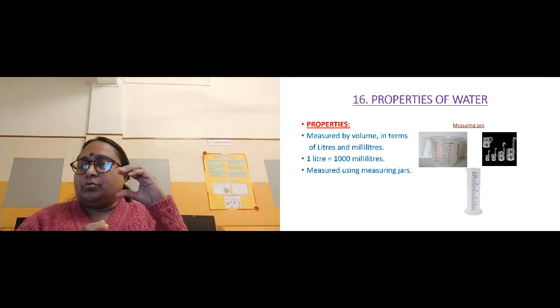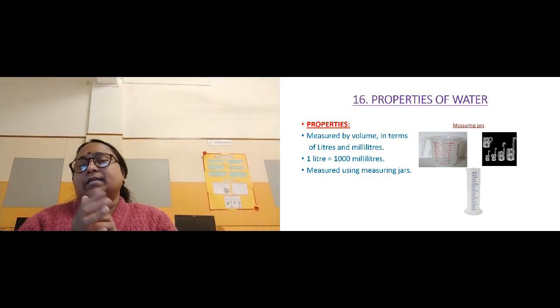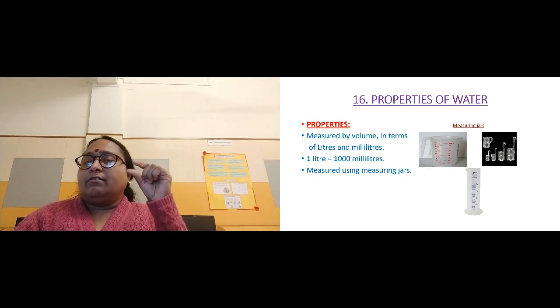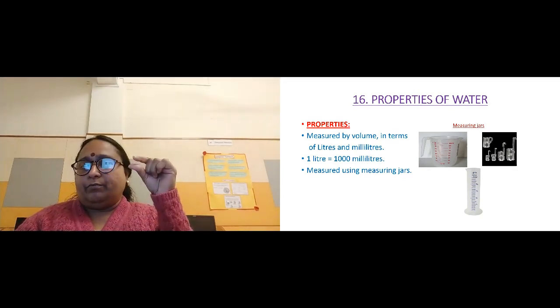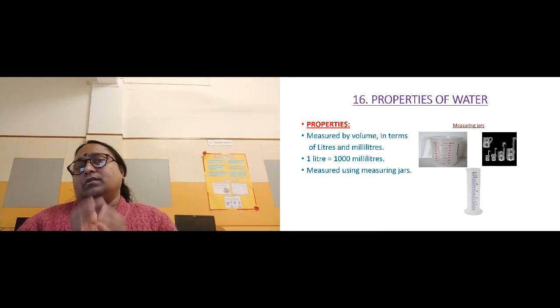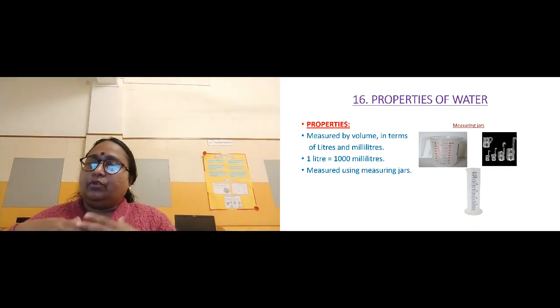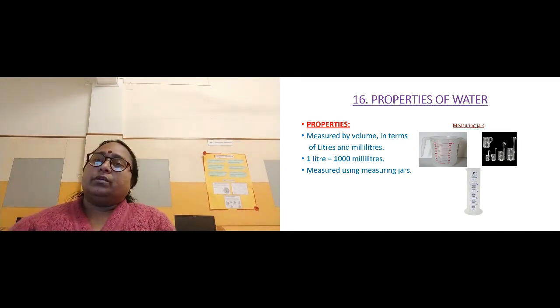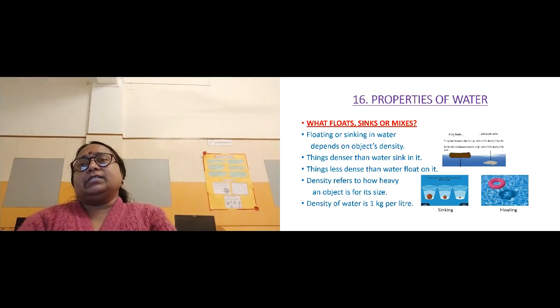For measuring a smaller amount of liquid, you use milliliters, and when you measure a larger quantity of liquid, we use liters. Milk and such we get in liters. When you take medicines, we say 5 ml of medicine or 10 ml of medicine, you don't say it in liters. So when you measure a smaller amount of liquid, you measure it in milliliters, and when you measure a larger quantity of liquid, you measure it in liters, right? So the next one is what floats, sinks or mixes.